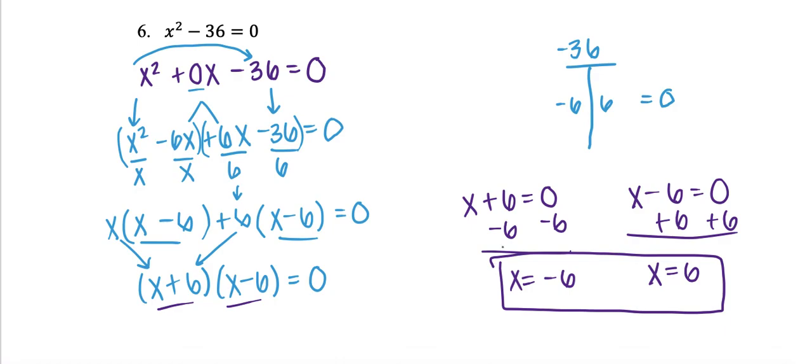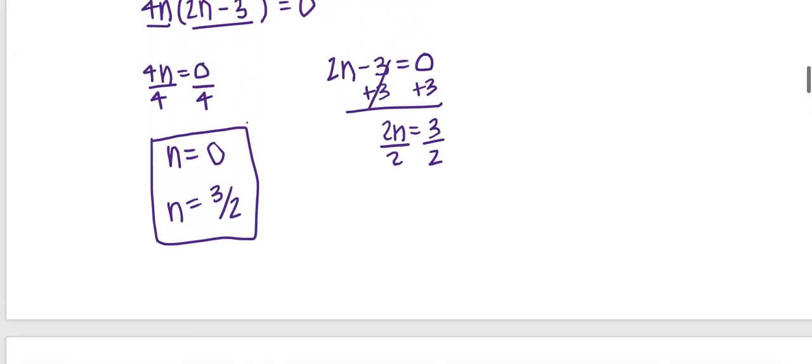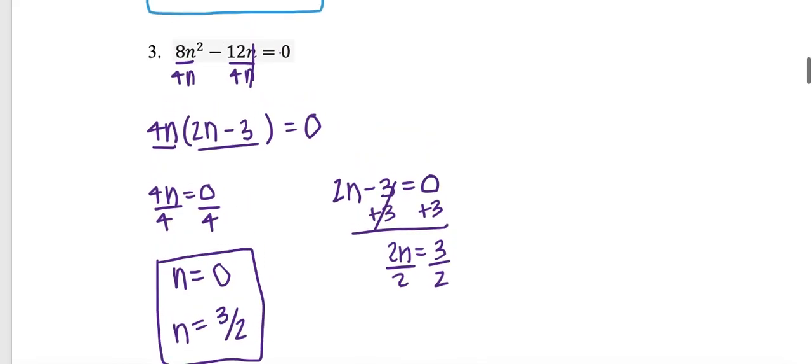So recap, when you have two terms and you're missing the middle term, you need to put a 0x in there to solve. If you have two terms and you're missing your C term, you're just going to be taking out the GCF.